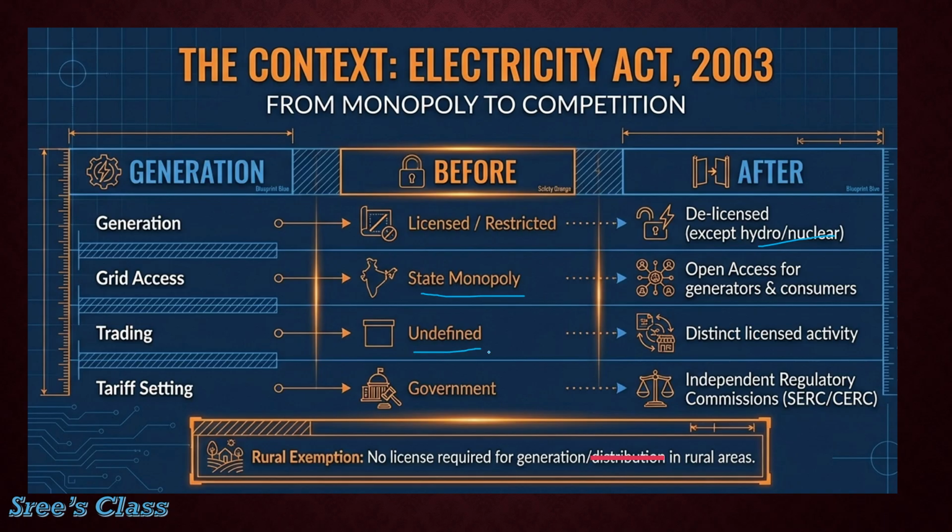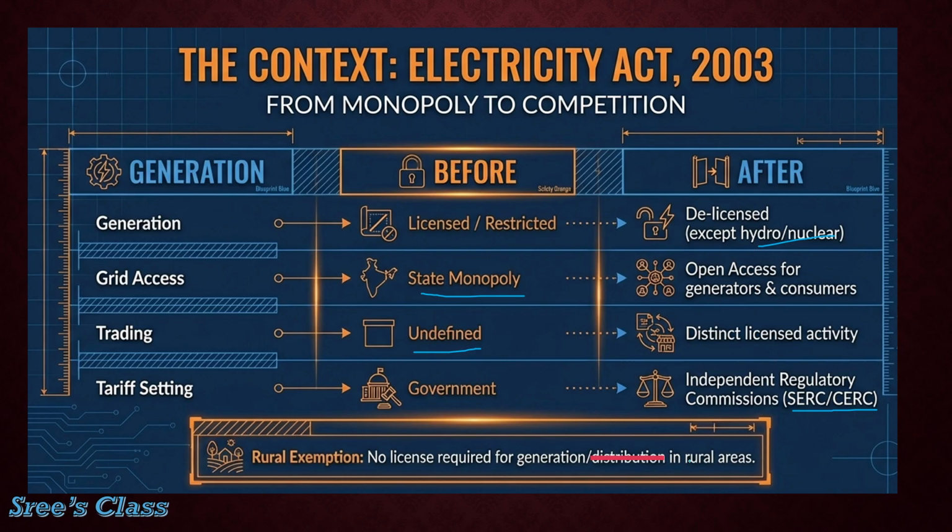And trading: previously we didn't have any option. Whichever line is coming, we had to buy from them itself. There was no option. But now there are options. We can get power from whoever is generating. Only there will be wheeling charges, that's all. And tariff setting, previously it was government, now there are independent regulatory commissions like SERC and CERC. SERC is State Electricity Regulatory Commission and CERC is Central Electricity Regulatory Commission. Okay.